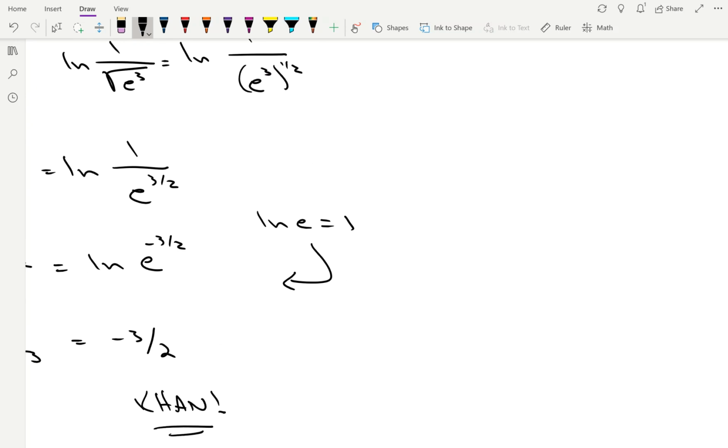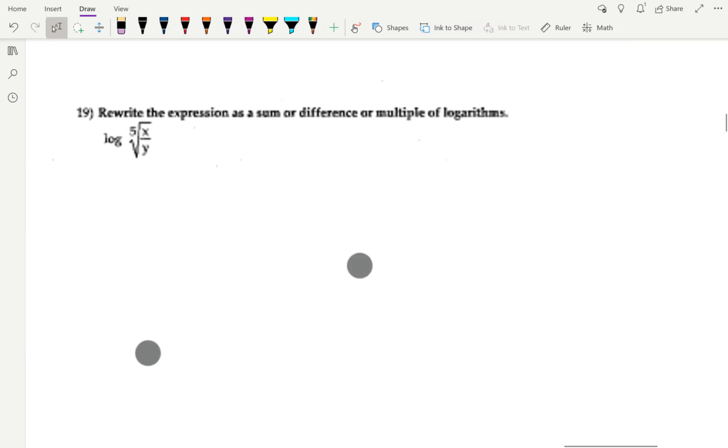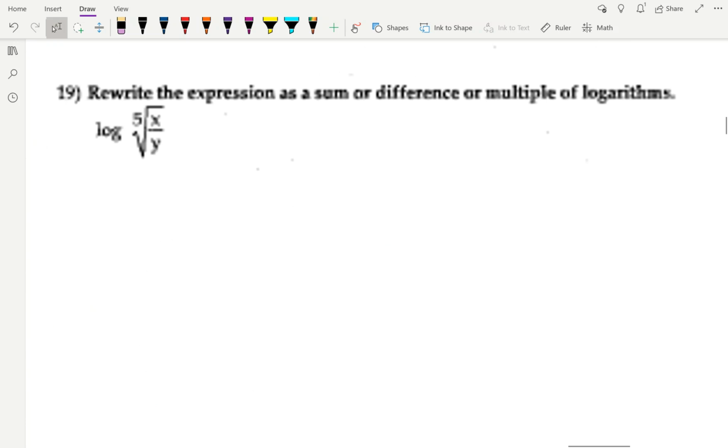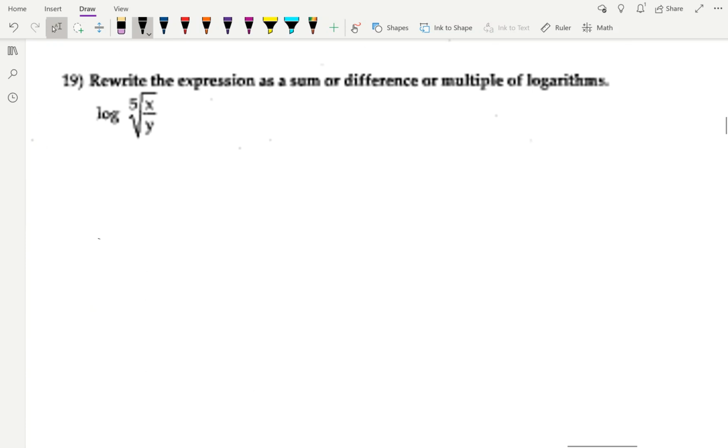Again, if you're having problems with logarithms, you know what to do. Go hit up Khan Academy, type in logarithms and refresh yourself on all those rules. I have a feeling that some people just have to go over their rules. I used a bunch of them in here. So again, Khan's going to be your best friend in these situations.